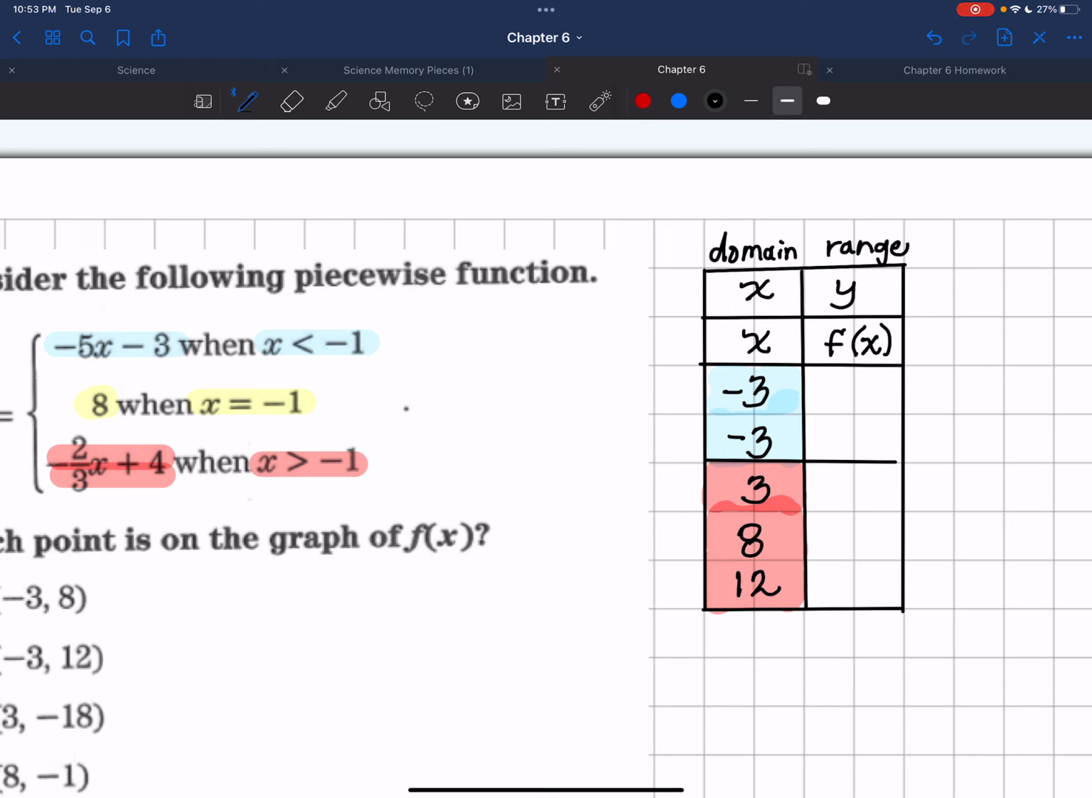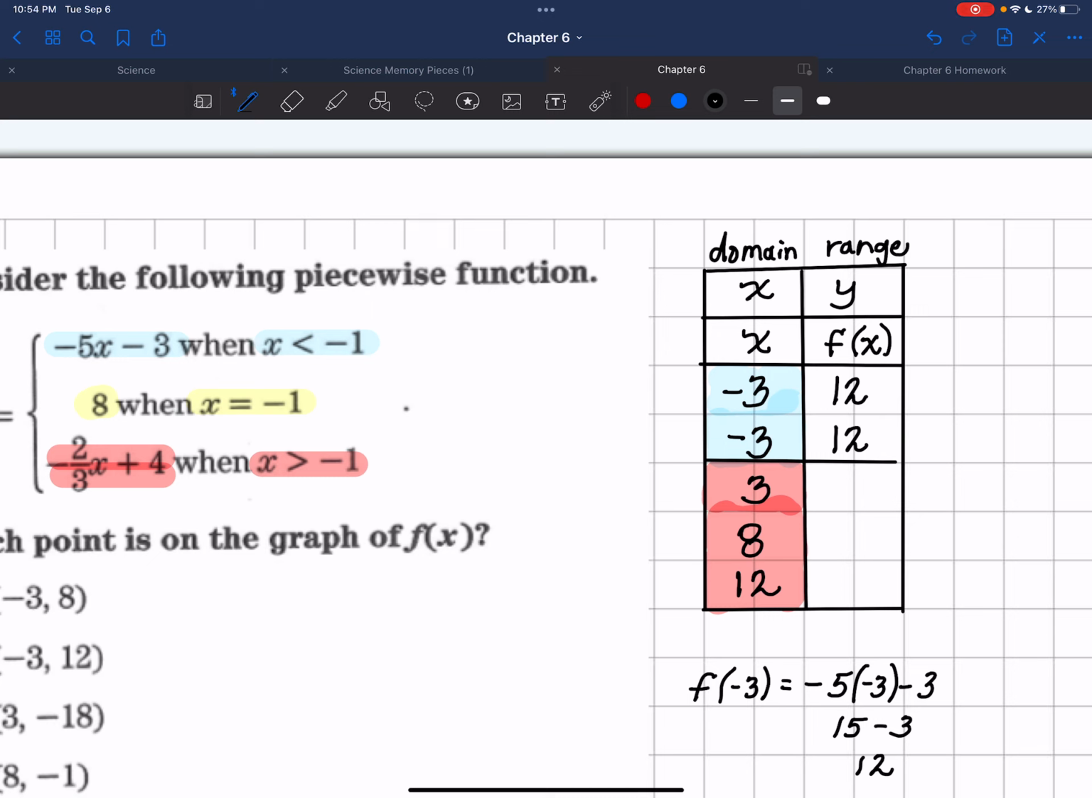So the blue one, it says when x is below -1, f of x, and in this case it's -3, is going to use the function -5 times x minus 3. So this would be 15 minus 3, so that value would be +12. Now, if -3 is the x value, the y value will still be +12.